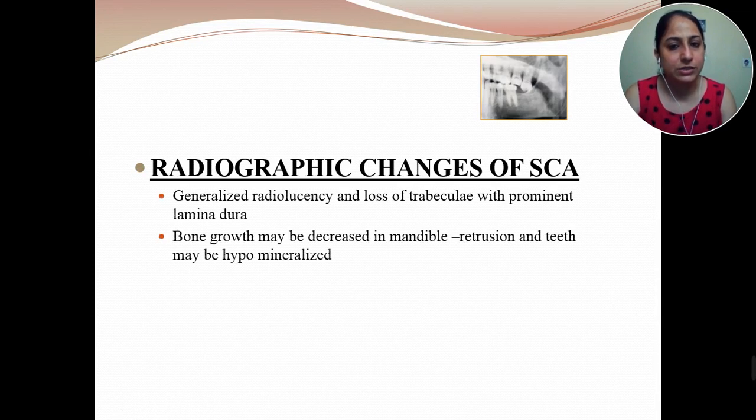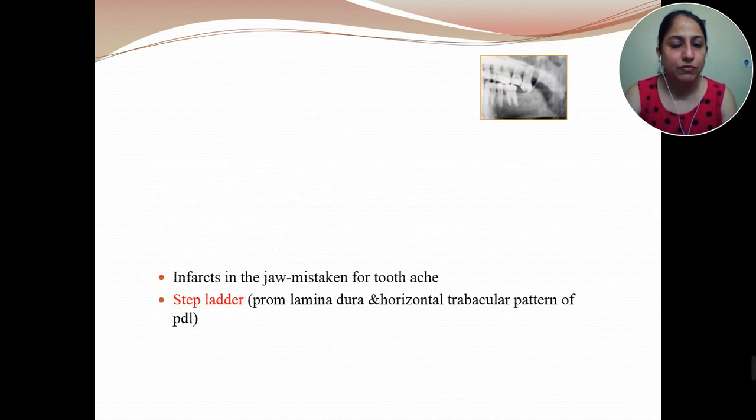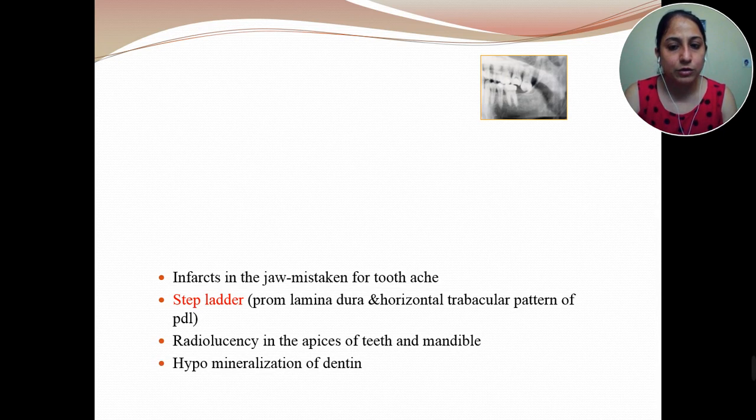The radiographic changes include generalized radiolucency, loss of trabeculae with prominent lamina dura. Bone growth may be decreased in the mandible, with retrusion, and teeth may be hypomineralized. Infarcts in the jaw could be mistaken for toothache, that is, local accumulation of the sickle cells might cause pain and one might confuse it with tooth pain. There is a stepladder pattern, that is prominent lamina dura and horizontal trabecular pattern. Radiolucency in the apices of the teeth and mandible. Hypomineralization of the dentine can be seen.